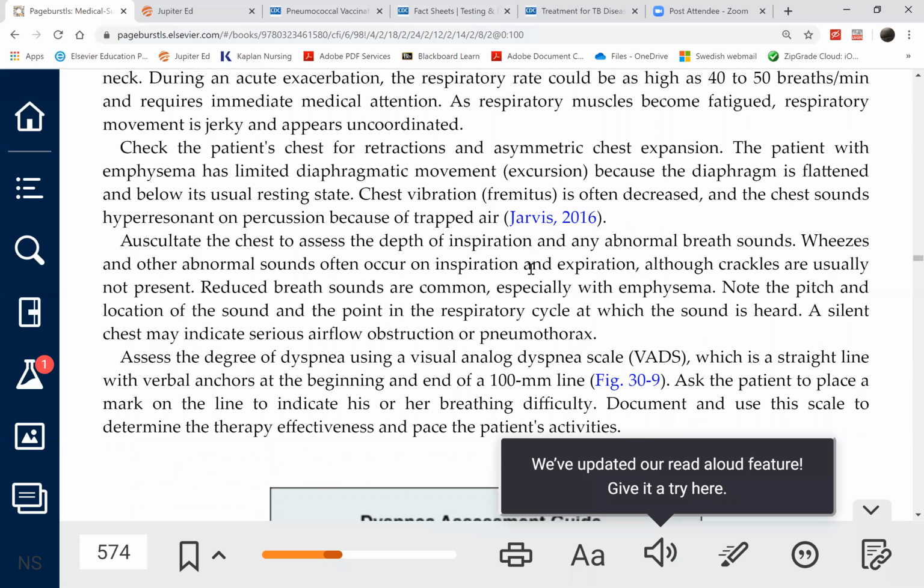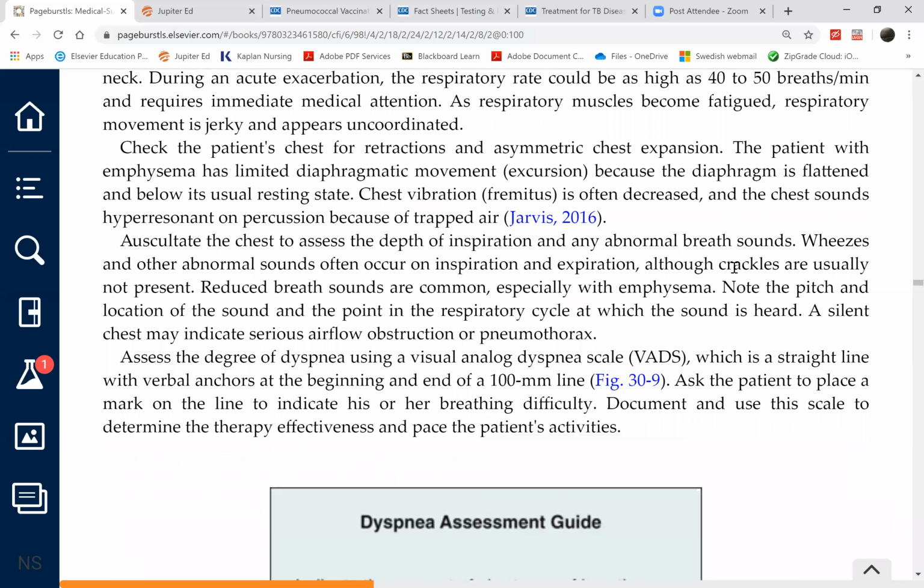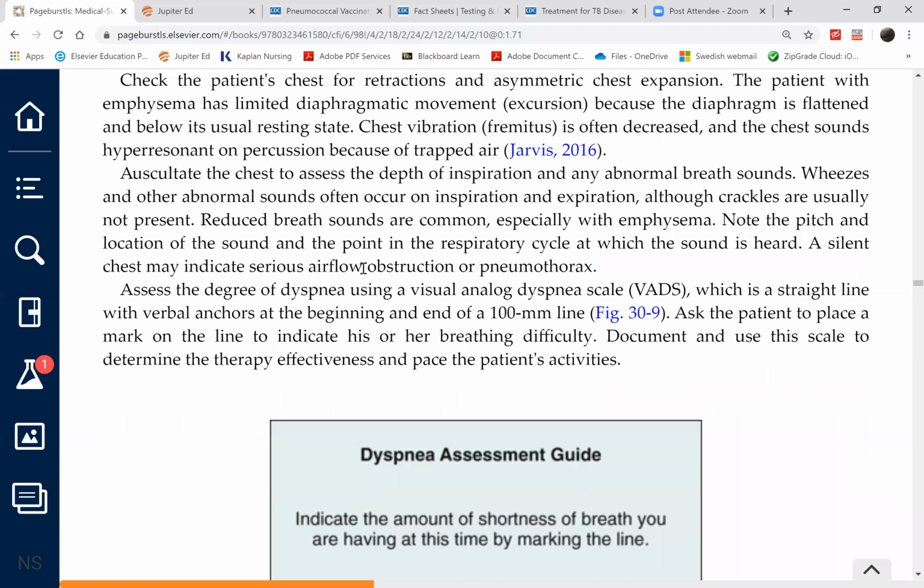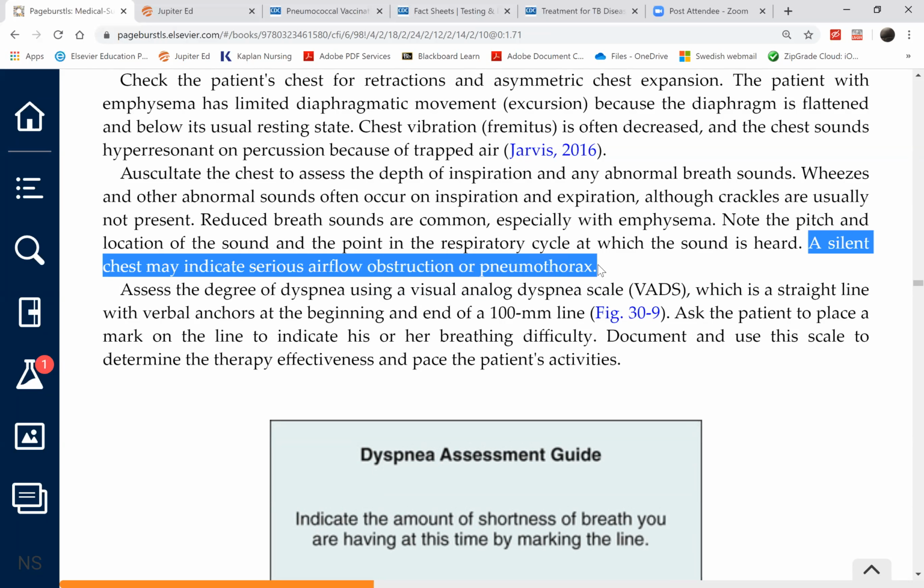Breath sounds, so it tells you here, wheezes and other abnormal sounds often occur, and that means these are expected, right? Although it says here, although crackles are usually not present, so that tells you crackles are not expected. So that's definitely a sign of an exacerbation. Another one here. We see reduced breath sounds, but absent breath sounds is not expected. So if you have an absent or silent chest, then that's already a possible pneumothorax.